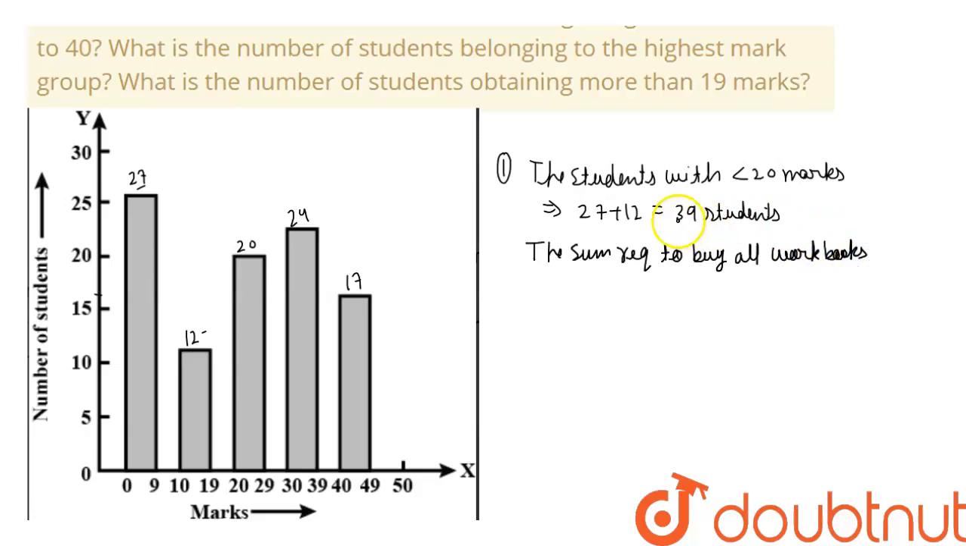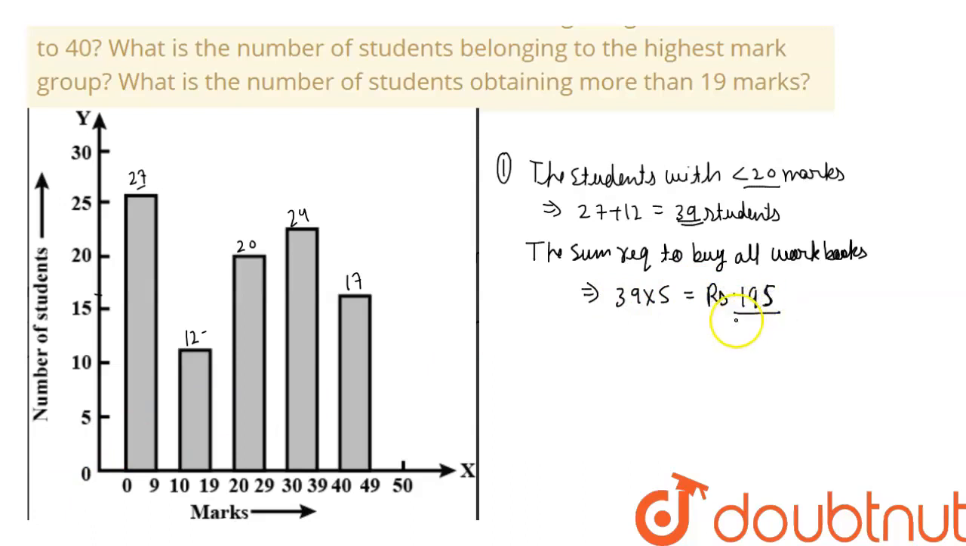There are a total of 39 such students, and one workbook will be given to each student who has obtained less than 20 marks. So the money required to buy all the workbooks would be 39 multiplied by 5, because there is a cost of ₹5 for each workbook, and there are 39 students. If we solve this, we get ₹195.